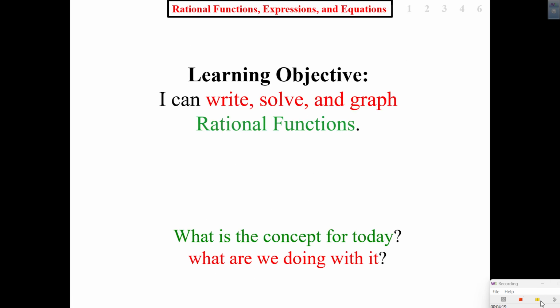All right, get a Cornell note ready. Or actually, just write the objective at the bottom left of one of your graph papers so we can go straight to the graphing. Okay. All right, here we go. I can write, solve, and graph rational functions.